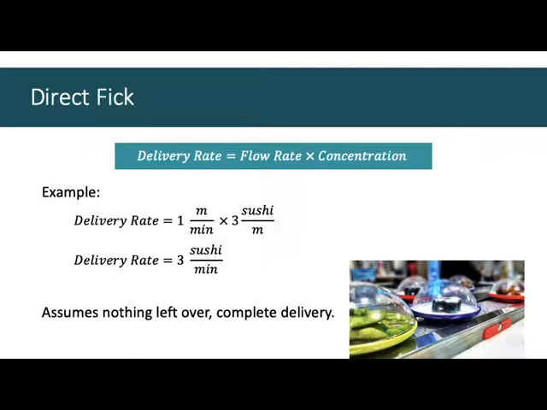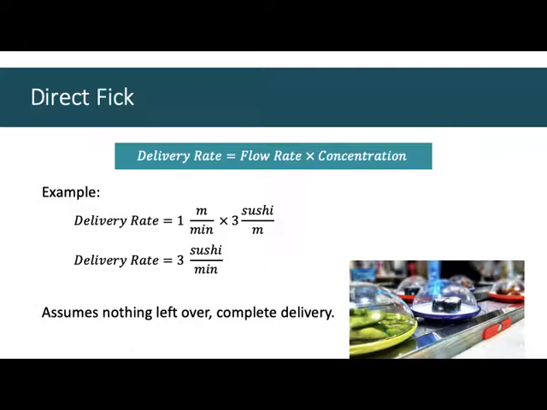overall example, let's imagine that the conveyor belt's linear. Your job is that you have to eat all of the sushi. It goes from the kitchen straight at you, and you have to take all the plates off. All right? Some people dream about that situation. If the conveyor belt moves at 1 meter per minute, and let's say you have 3 sushis per meter, that's a lot of sushi. You're going to be full quickly. The rate of delivery is 3 sushis per minute.